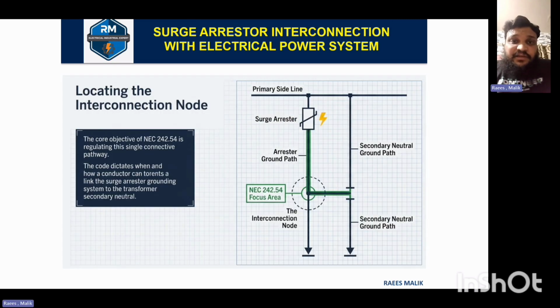This slide is the continuing slide of NEC 242.54. It shows how we can connect a surge arrestor and create a safe surge arrestor ground path. It is very clear from the picture that all surge arrestor primary and secondary are on an equipotential surface, and the surge or lightning can safely be diverted to the ground without a rise of any unwanted potential to the system or electrical conductor.